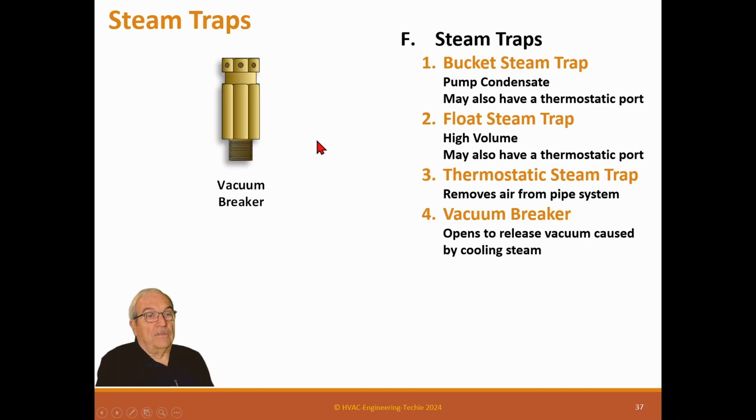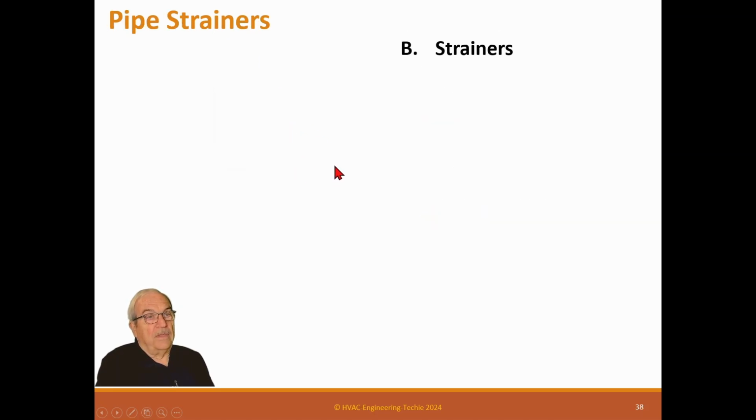That's really important. Vacuum breaker opens to release vacuum caused by cooling steam. So as the steam condenses, it actually goes down in pressure and it will create a vacuum inside the pipe. So we put vacuum breakers on them to allow the system to induce air when you're shutting it down.